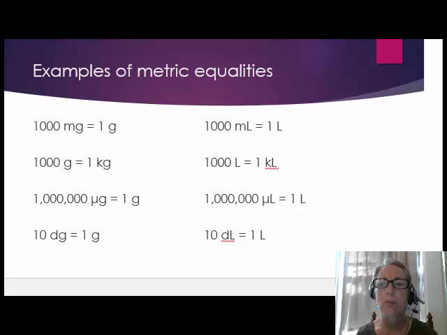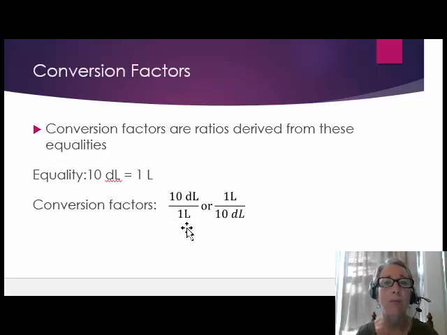Another way to express conversion factors is as a ratio in fraction form. This is actually how we are going to mathematically utilize conversion factors. For example, an equality is 10 deciliters is equal to 1 liter. We can write that equality as a ratio in two different ways, either 10 deciliters per 1 liter or 1 liter per 10 deciliters. Which ratio we use will depend on the problem.